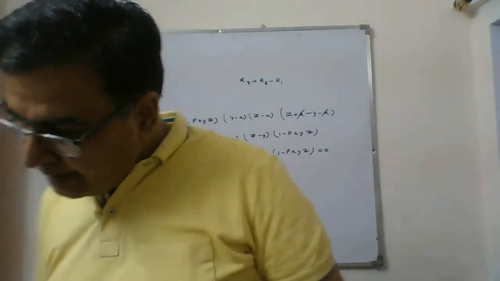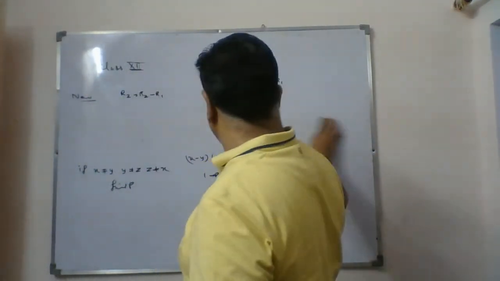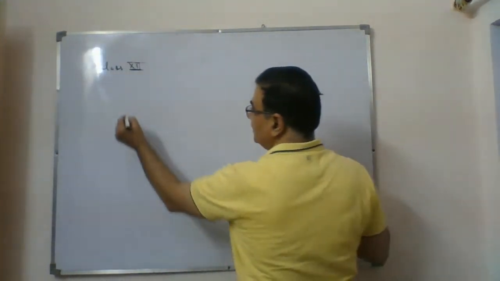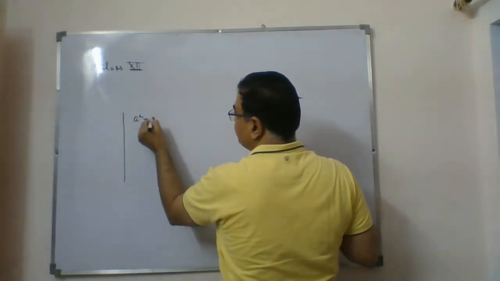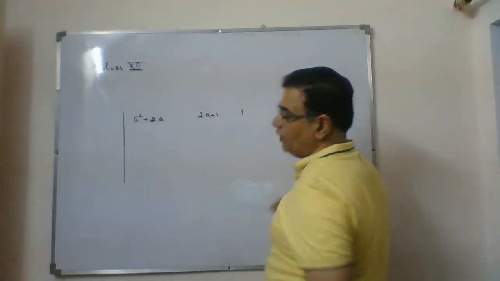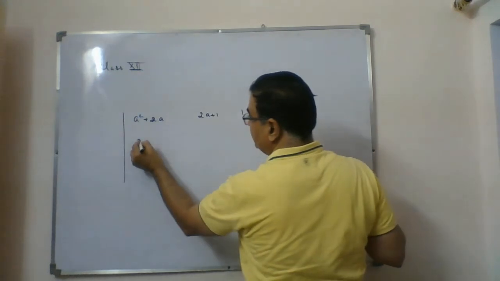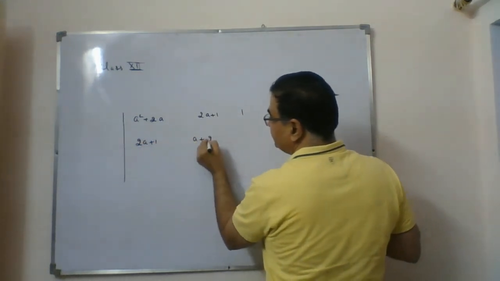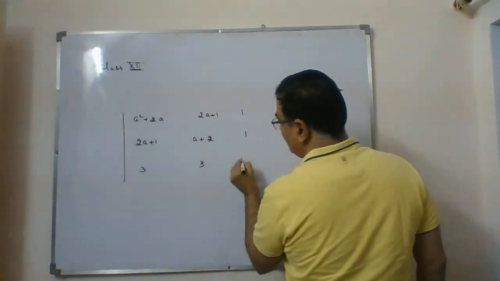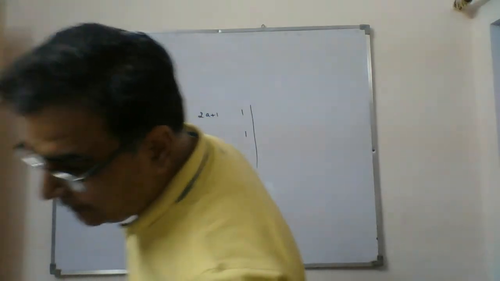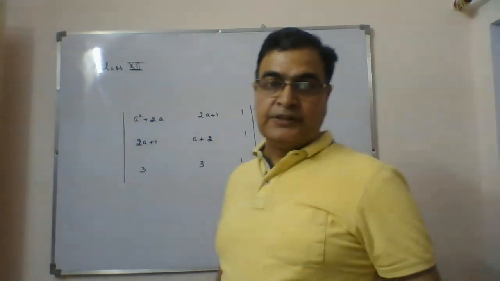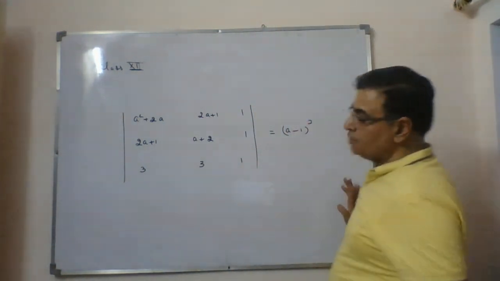Next question says: a square plus 2a, 2a plus 1, 1; 2a plus 1, a plus 2, 1; 3, 3, 1. The question is, prove this is equal to a minus 1 whole cube. This is the question we have. So again we have 3, 1.